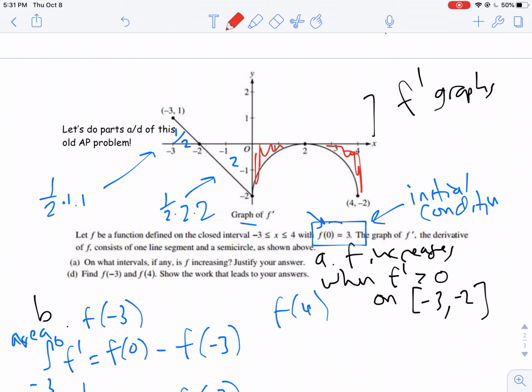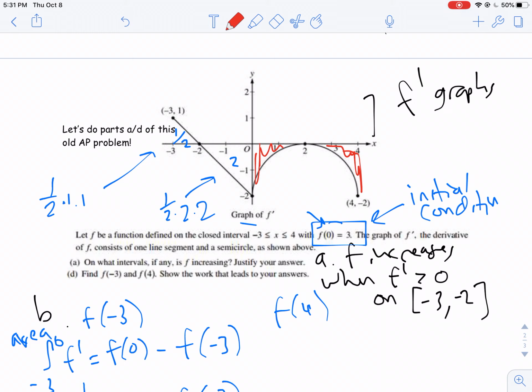Okay, and again, I'll use this same value, the same f of 0. So f of 4 minus f of 0 is still the integral 0 to 4 of f prime. Notice that we need that initial condition. If you don't have that, the problem's impossible. Okay, so f of 4 is what we're trying to find. So f of 4 minus 3 is, okay, and we just said that area was 8 minus 2 pi. So I'll add the 3, so that tells me f of 4 is 11 minus 2 pi.